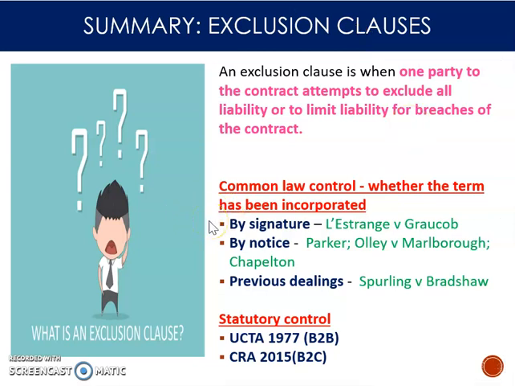If the document hasn't been signed, we then look at whether there's been notice of the term. And we've got a number of cases that you need to be familiar with on this: Parker, Olley v Marlborough, and Chapelton v Barry. So in these cases, it was looking at whether a term was actually incorporated or included in the contract. In Parker, there was a term on the back of a cloakroom ticket. In Olley v Marlborough, a sign in a bedroom in a hotel was not incorporated when the contract had been signed at the reception, because the term came after the contract had already been agreed. And in Chapelton v Barry, there was a clause on the back of a receipt for a deck chair. And again, that wasn't incorporated because you wouldn't expect to see an important term like that on the back of a receipt.